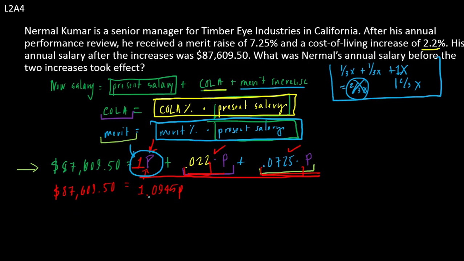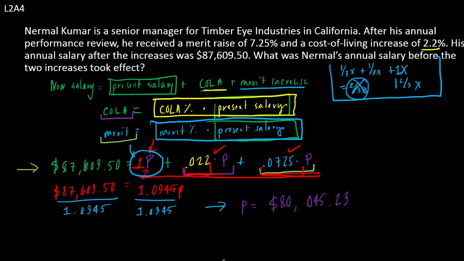So now we've simplified down to here, and all that's left is dividing both sides of the equation by 1.0945. And that will give us our present salary P of $80,045.23. So again, we started the equation by realizing that we're solving for our present salary. We grabbed the relevant equations, plugged in everything we knew. We were able to set up a one variable equation and solve from there to get present salary.